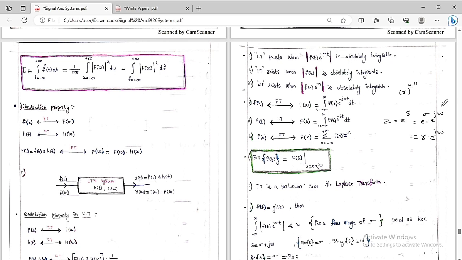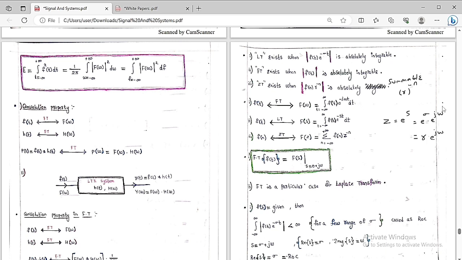Finally, we can say that when f of t into e to the power of minus sigma t is absolutely integrable, then the Laplace transform is going to exist. If f of t is absolutely integrable, then the Fourier transform is going to exist. If f of n into r to the power of minus n is absolutely, actually we should say summable, because it is the discrete domain, right? We should write here absolutely summable, not integrable. So when f of n into r to the power of minus n is absolutely summable, then the Z transform is going to exist.